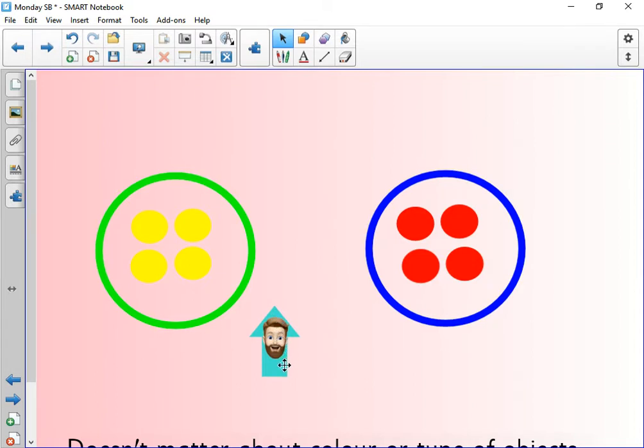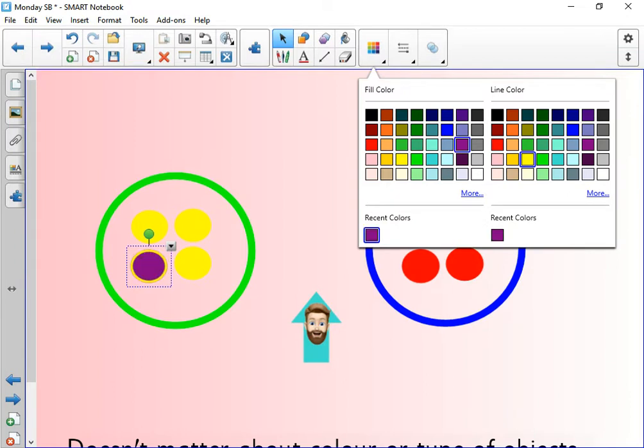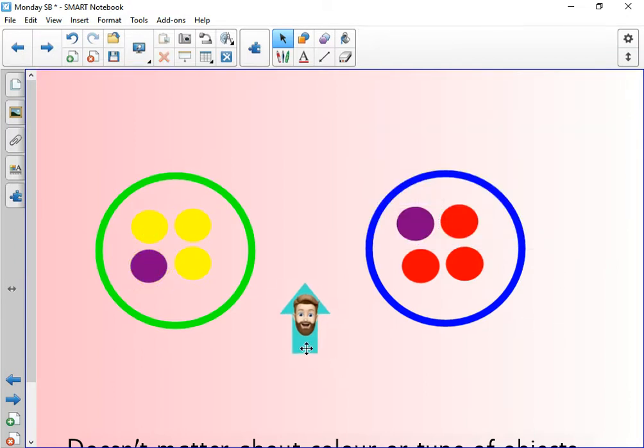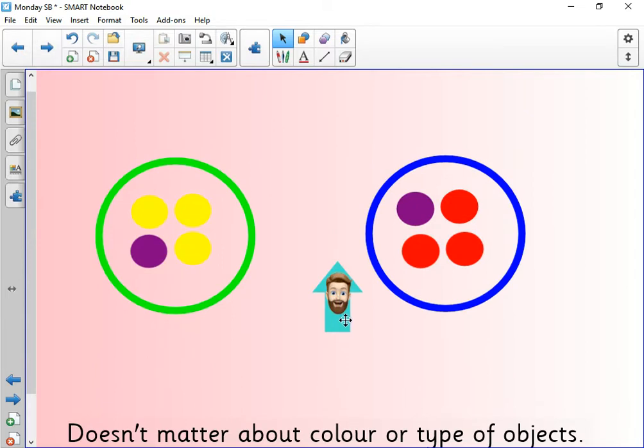I've represented that with counters. So there's 4 children in the first group and there's 4 children in the second group. Now it doesn't matter that the colours are different, they're still equal because there's 4 in each. I could even change the colours a little bit more. So let's make a couple of them purple. Still equal groups because there's still 4 in each group. So it doesn't matter about colour or type of object, it's how many there are in each group.